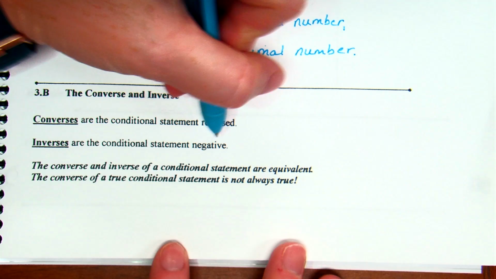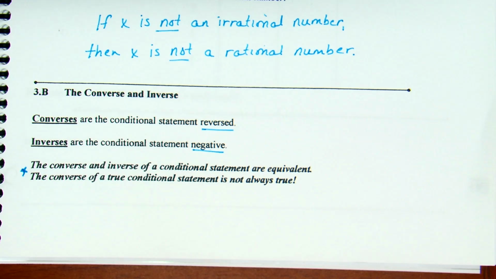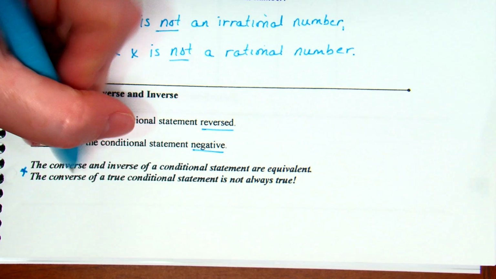So converses, you reverse the conditional. Inverses, you make both pieces negative. Now, notice what it says here. The converse and inverse of a conditional statement are equivalent to each other. The converse of a true conditional statement, though, is not always true. Okay? So converse and inverse are equivalent. Converse is not always true.